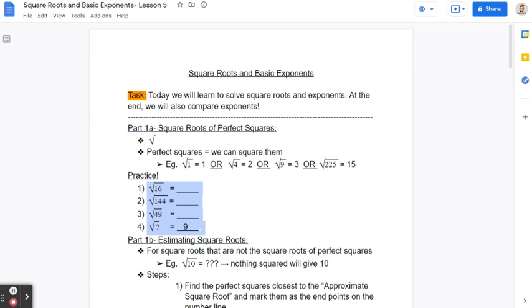Here are some practice questions for you. And for the last one, it's kind of a switch. So I've already given you the square root. You have to find the number that is going inside of the square root sign.